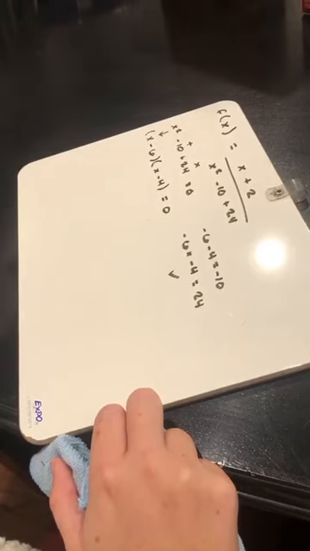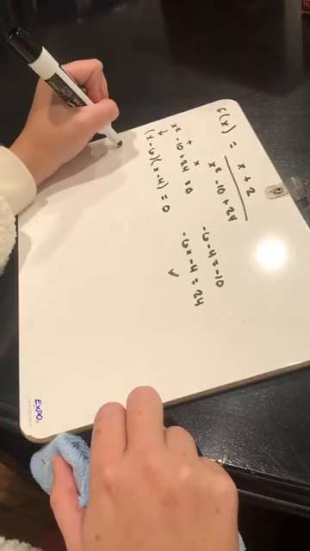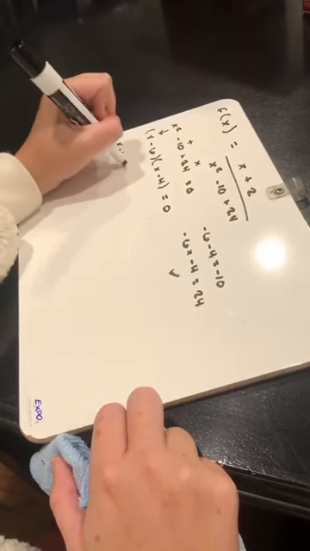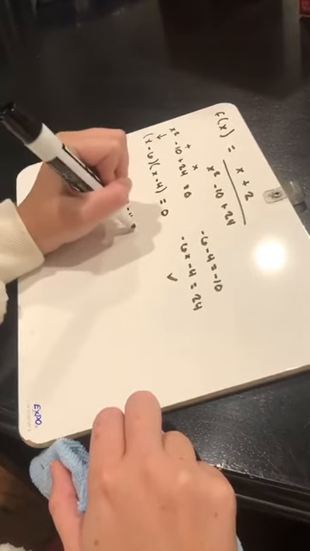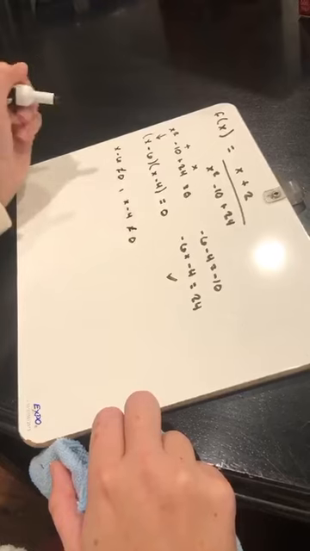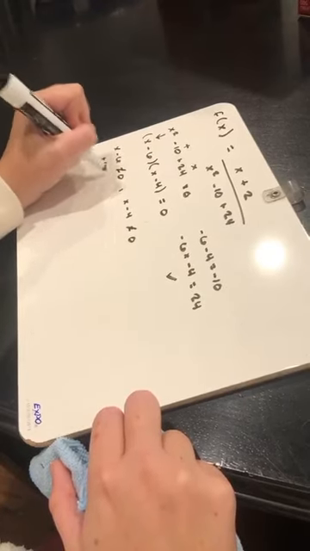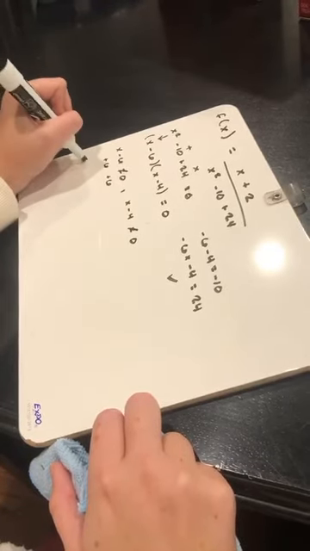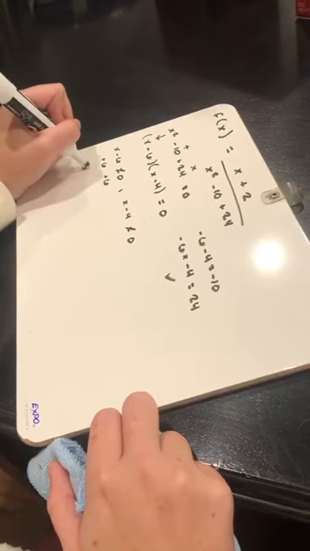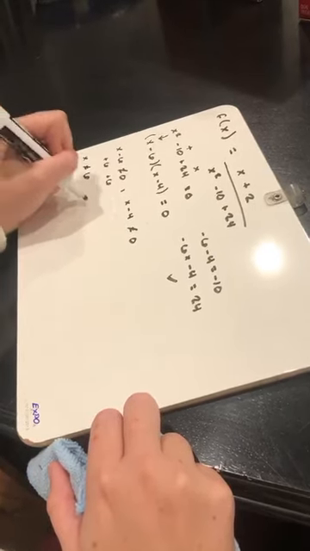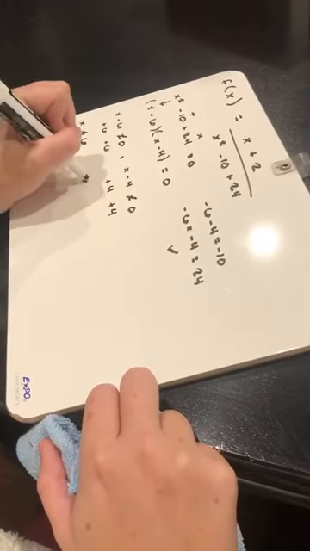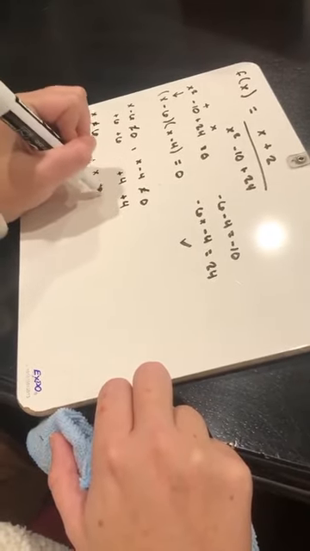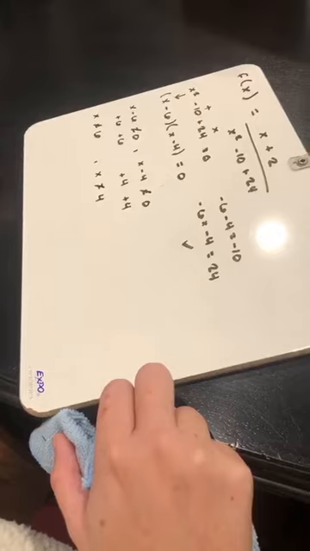Now we're going to make it unequal to 0, split them up. X minus 6 is not equal to 0, and x minus 4 is not equal to 0. We're going to add 6 to each side, leaving us with x is not equal to positive 6. And now add 4 to each side, leaving x is not equal to positive 4.